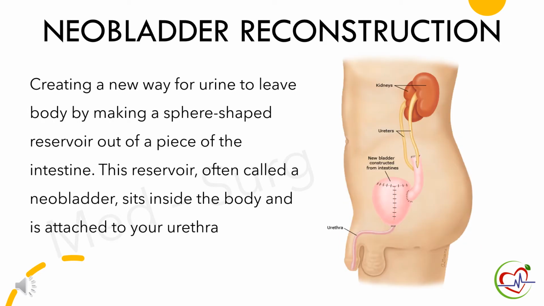Third surgical procedure is neobladder reconstruction. It is done by creating a new way for urine to leave the body by making a sphere-shaped reservoir out of a piece of the intestine. This reservoir, often called the neobladder, sits inside the body and is attached to the urethra.